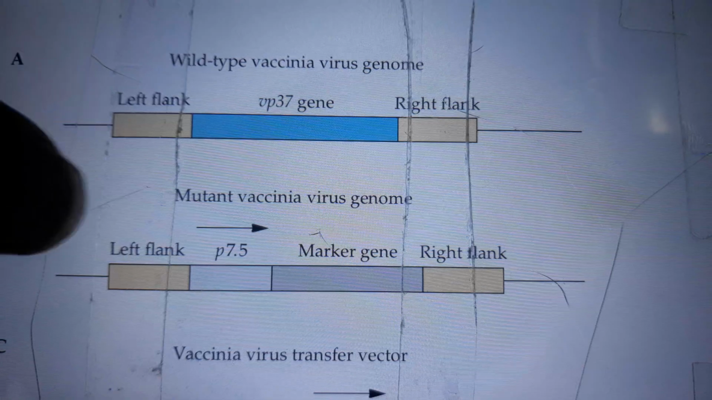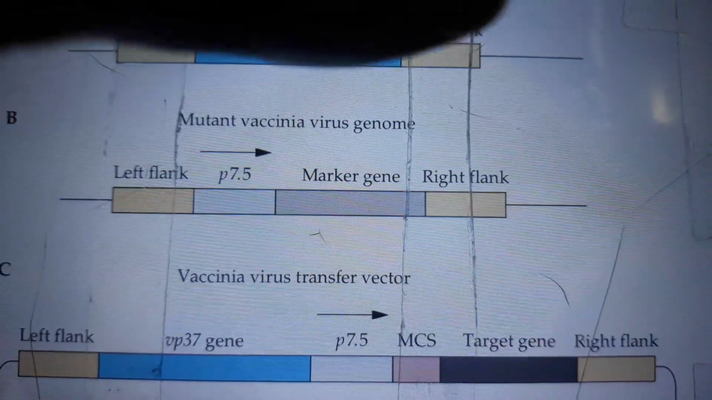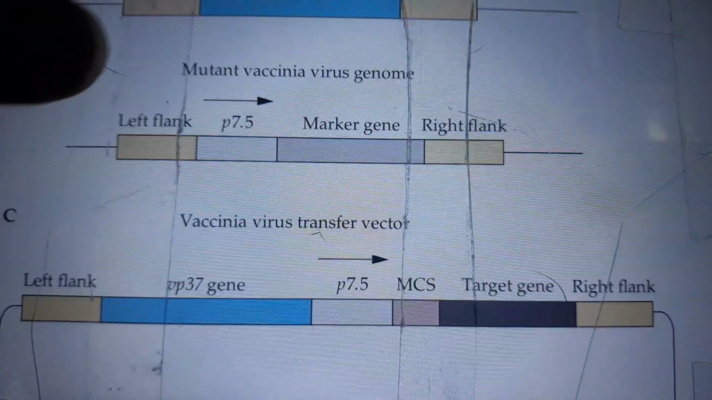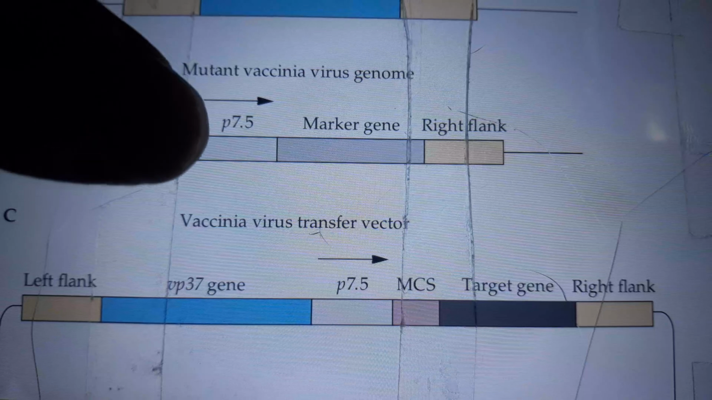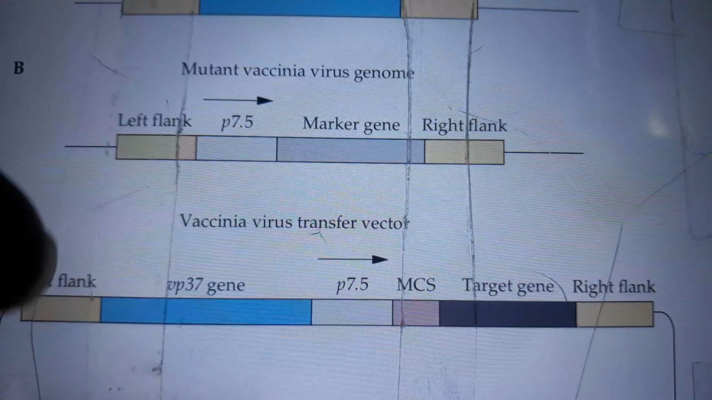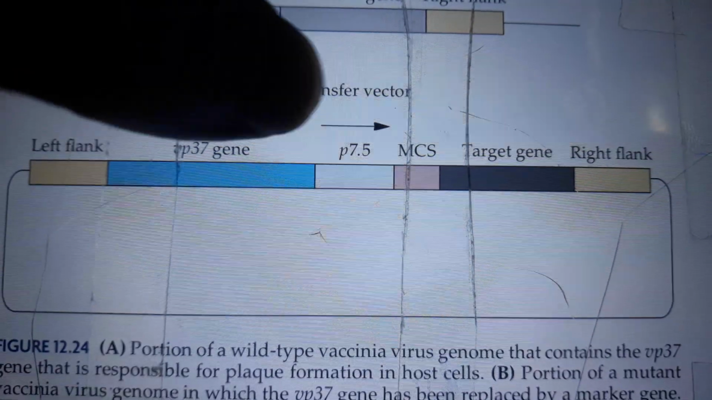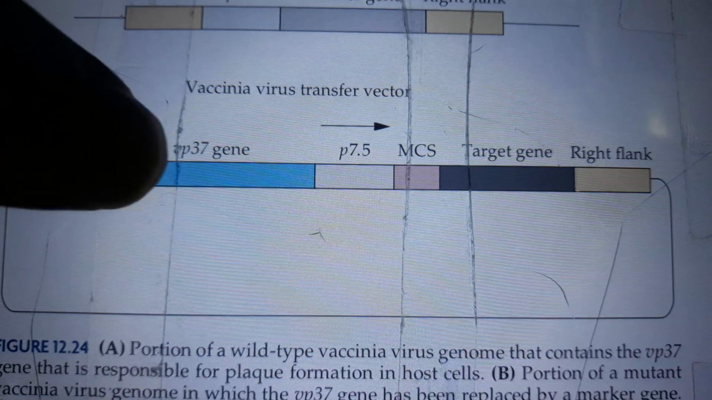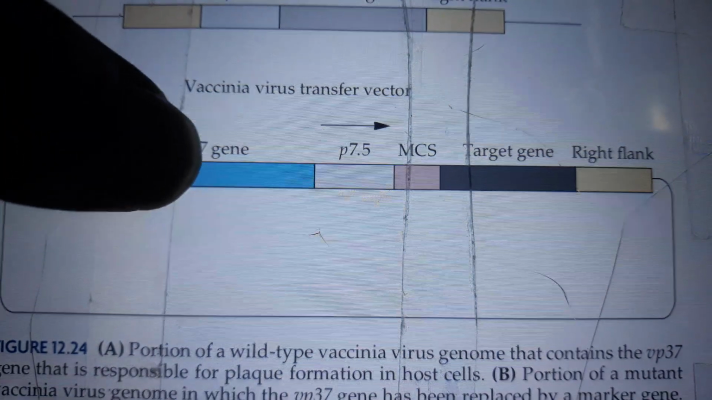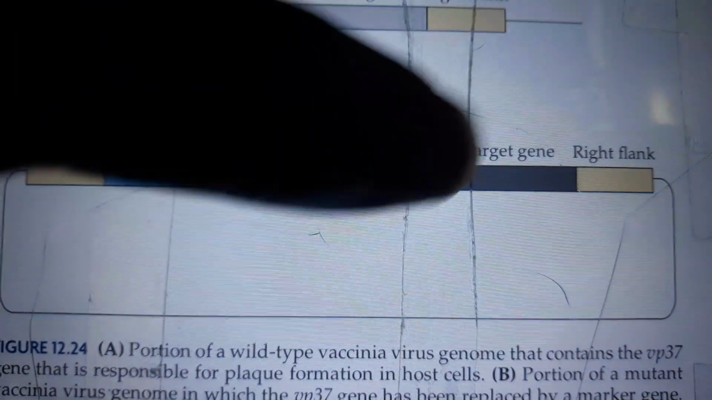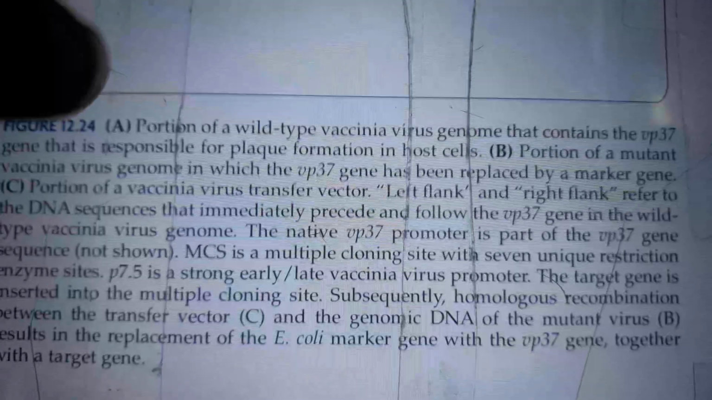Wild-type vaccinia virus genome: left flank, VP37 gene, and right flank. Mutant vaccinia virus genome: left flank, P7.5 marker gene, and right flank. Vaccinia virus transfer vector: left flank, VP37 gene, P7.5 MCS target gene, and right flank.